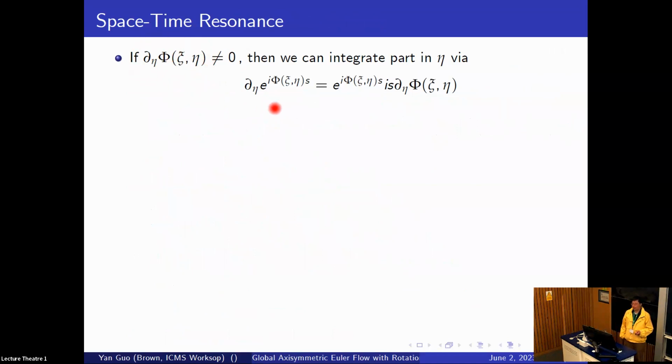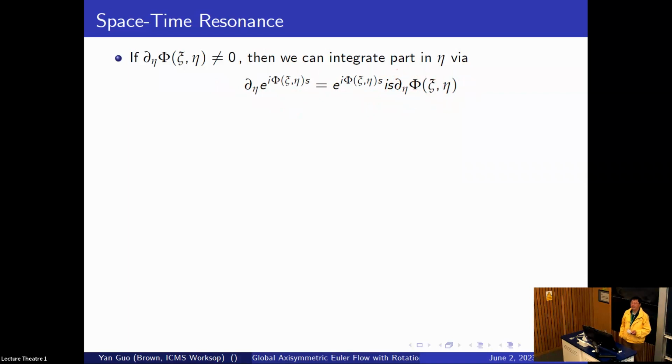Let's assume. So now again, I want to represent this guy, which appears in this integral. So now again, I use this formula. Once I use this formula, you see when I take the eta derivative, there's a s coming down. And then I have this derivative. Assume this guy is not 0.